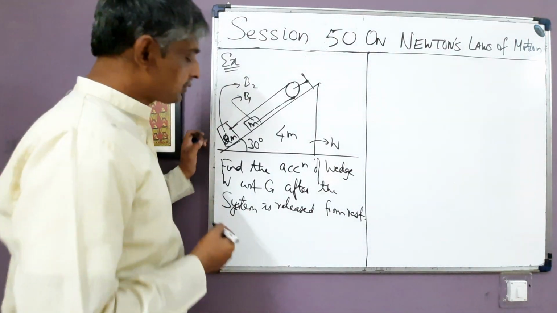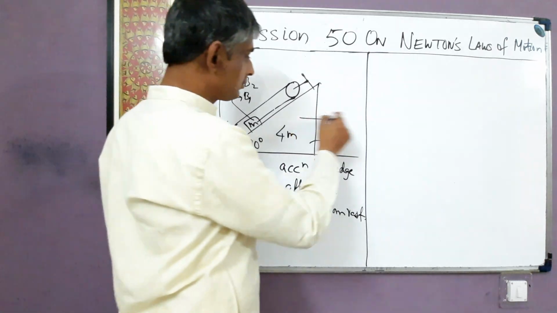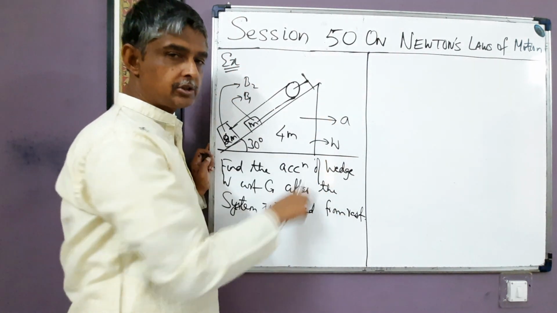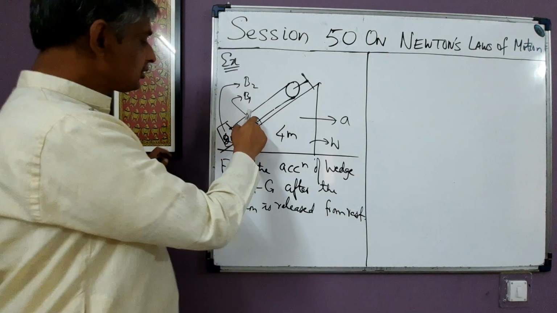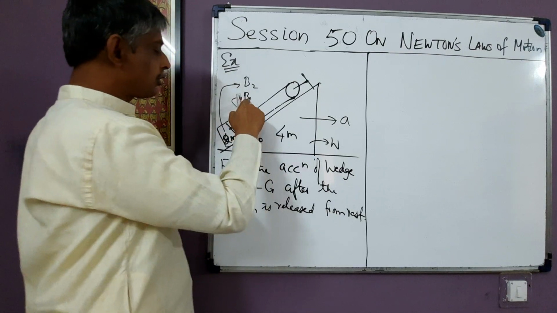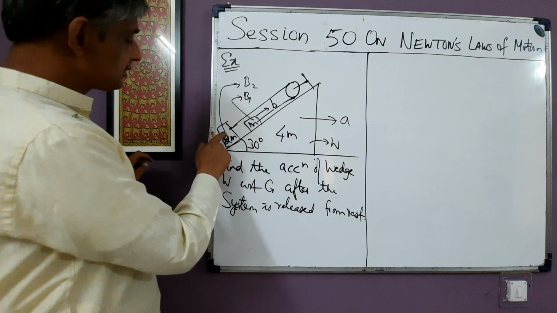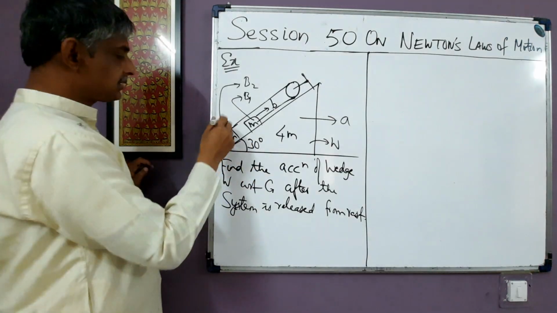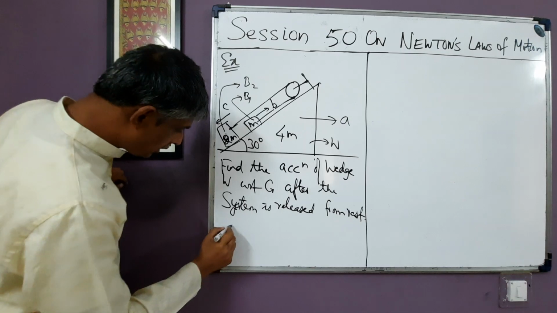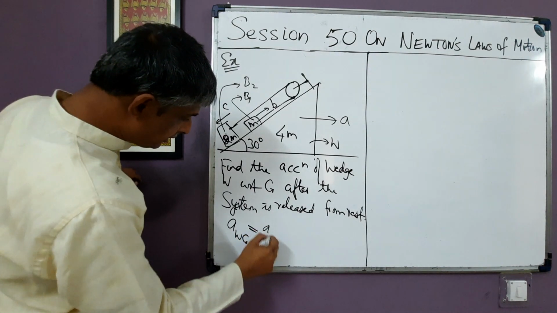So first of all, what you have to do, you have to show the acceleration of wedge with respect to ground. So acceleration of wedge W with respect to ground will be equal to A in rightward direction. These two blocks will move with respect to wedge. Let us assume that the acceleration of block B1 with respect to wedge is B up the incline. And since this is a larger mass, with respect to wedge this is a downward acceleration of C.